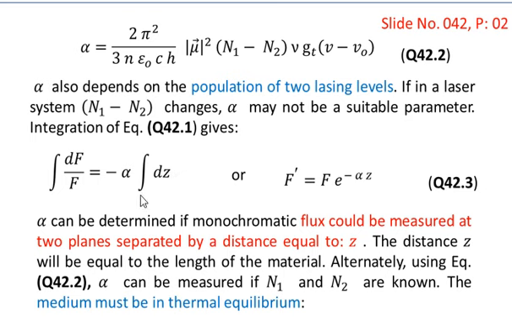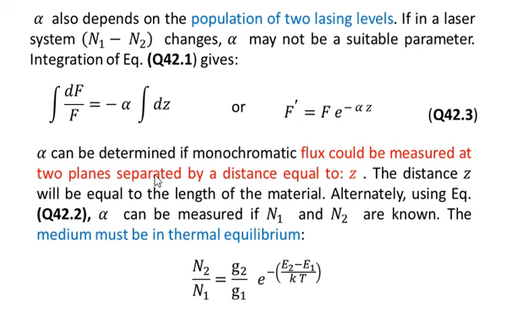And rearranging those terms, we have F prime is equal to capital F times e to the power minus alpha z, where we have used F prime for the term on the left hand side, and this capital F on the right hand side is used as a replacement of the constant. So F prime is equal to F times e to the power minus alpha z, given by equation 42.3. Alpha can be determined if the monochromatic flux could be measured at two planes separated by a distance equal to z.